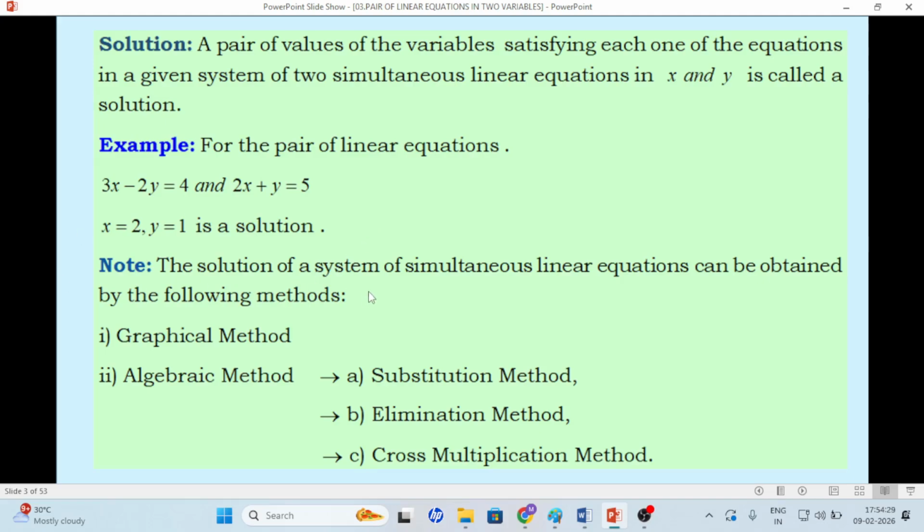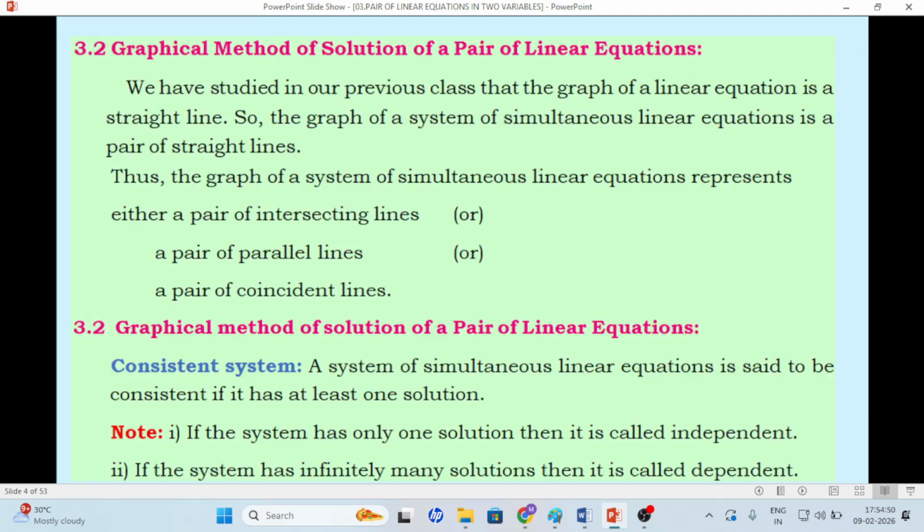The solution of the system of simultaneous equations can be obtained by the following methods: graphical method and algebraic method. In the algebraic method we can go for substitution method, elimination method, and cross multiplication method. Remember children, graphical method is an 8-mark question for our public examinations. So in the graphical method of solution of a pair of linear equations, we have intersecting lines, otherwise parallel lines, otherwise coincident lines. When the lines are coplanar, automatically these three situations will happen.